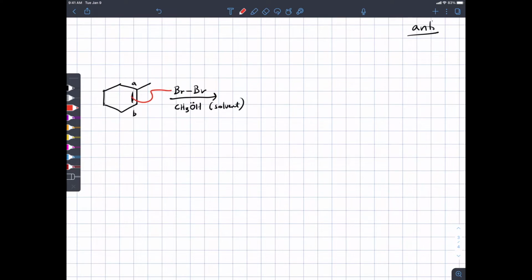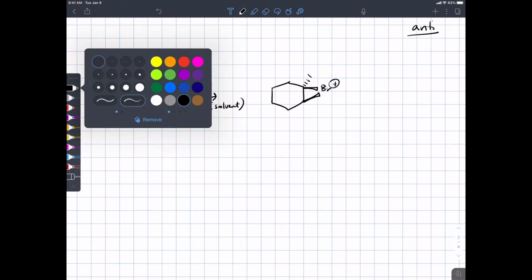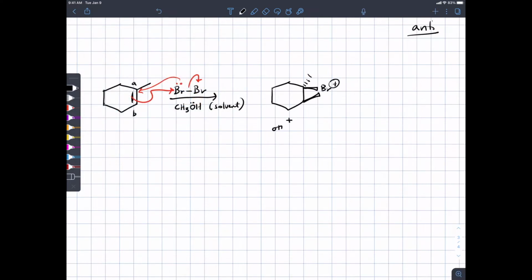So pi electrons attack Br, and then Br lone pairs attack the other carbon, and the bromine-bromine bond breaks. And that gives us this halonium ion, this bromonium ion, which we can draw like this. I'm going to just say plus the other enantiomer because I don't want to draw it. But that other enantiomer we would get if the alkene used its bottom face to attack the Br. You okay with that?